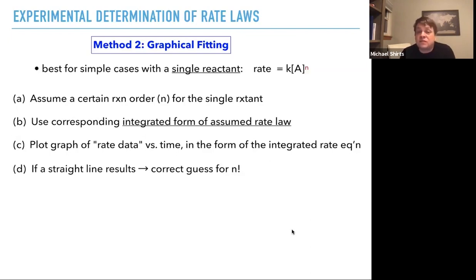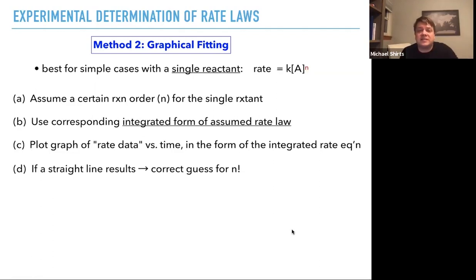First of all, you assume a certain order. You have to try a couple of different cases: zeroth, first, second. It's probably one of those for a single reactant. Use the corresponding integrated form of the assumed rate law, and plot a graph of the rate data versus time in the form of the integrated rate equation. If a straight line results, you have the correct guess for n. Then you can look at the slope and get information about the rate, figure out the initial concentration, and so forth.